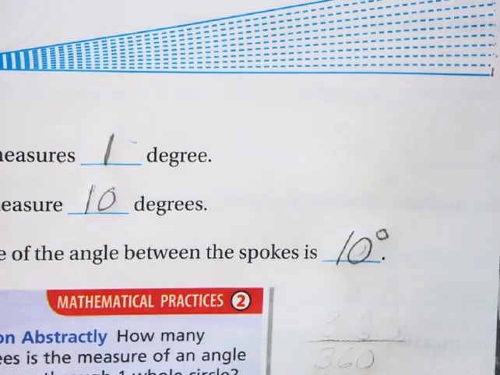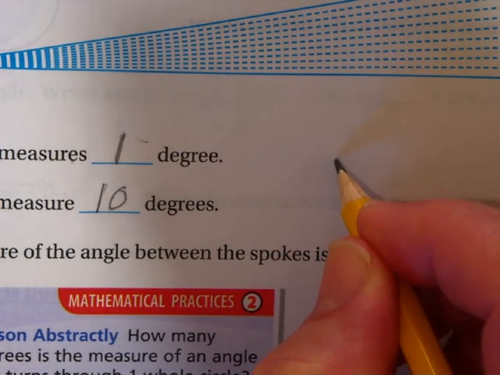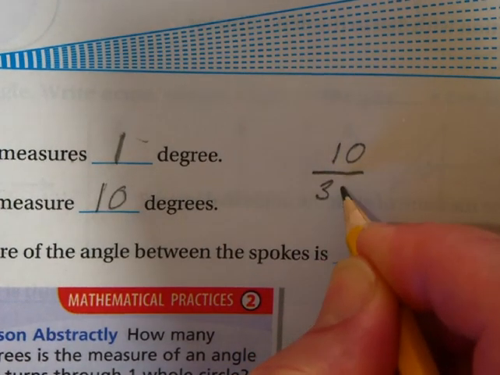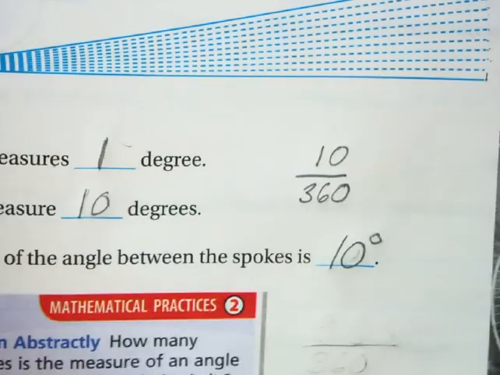All right. So the measure of the angle between the spokes is 10 degrees. How would I write that as a fraction? Well, I know a circle has 360 degrees, so it would be 10 360ths. Okay, 10 360ths, or 10 degrees.